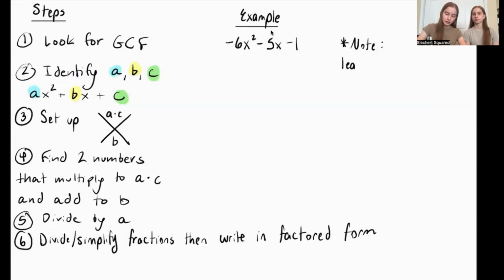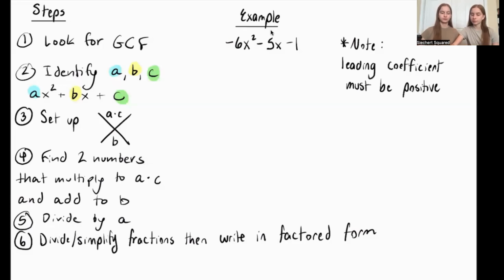Your leading coefficient, that number in front of the x squared, must be positive for you to be able to use this method. So if you're seeing that negative, that doesn't mean that our method won't work. What it actually means is you're going to have to factor out that negative. For us to factor it out, that just really means we're going to divide out a -1. So we're going to divide all the terms by that -1.